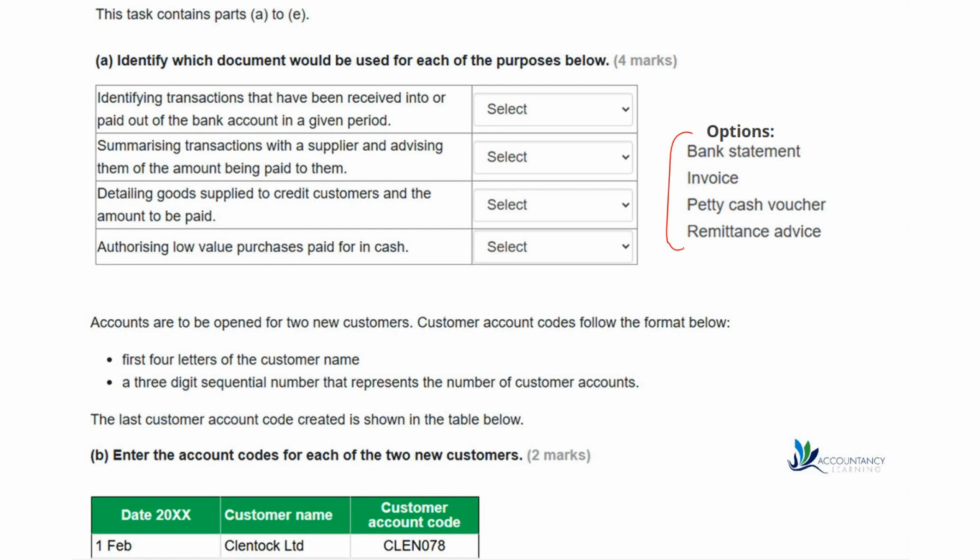So, identifying transactions that have been received into or paid out of the bank in a given period. So this is in and out of the bank. So this is going to be a bank statement. Summarising transactions with a supplier and advising them of the amount to be paid. So this is when we are going to pay a supplier and we're telling them what is included in that payment. It's called a remittance advice.